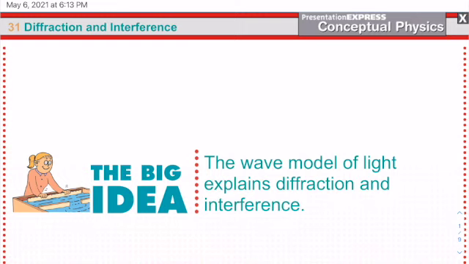Note the following from the video. The first one is that the wave model of light explains why light diffracts, as well as why it interferes. From the video, you should have seen constructive and destructive interference.